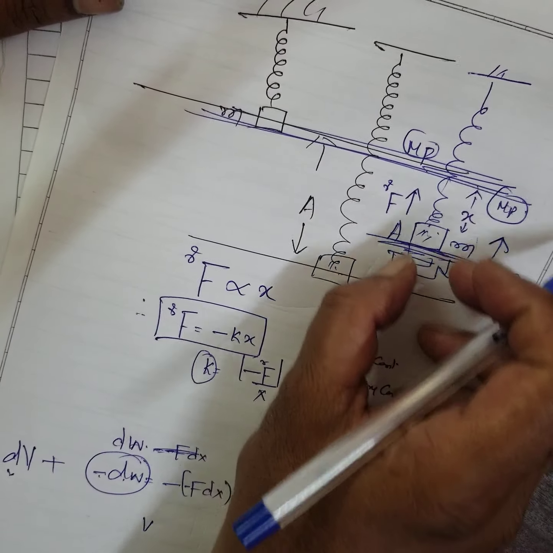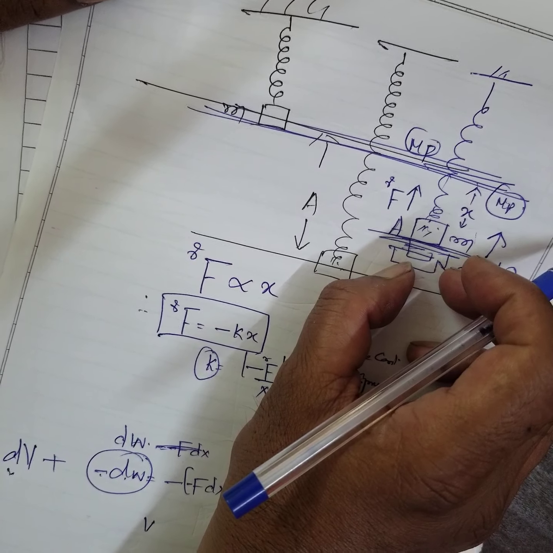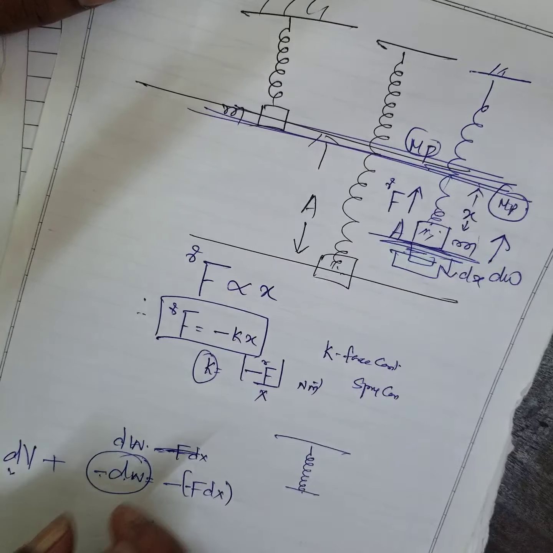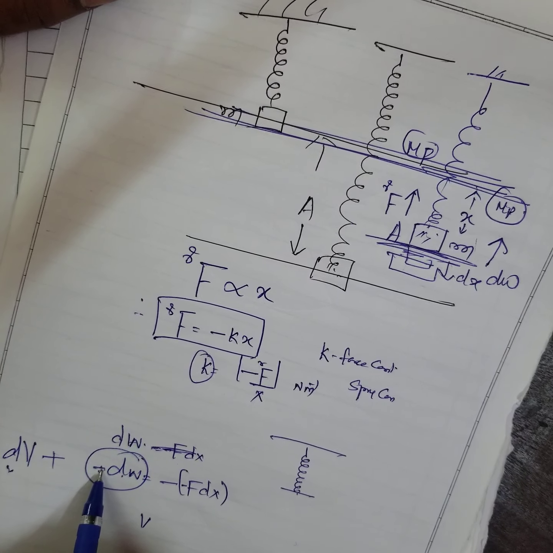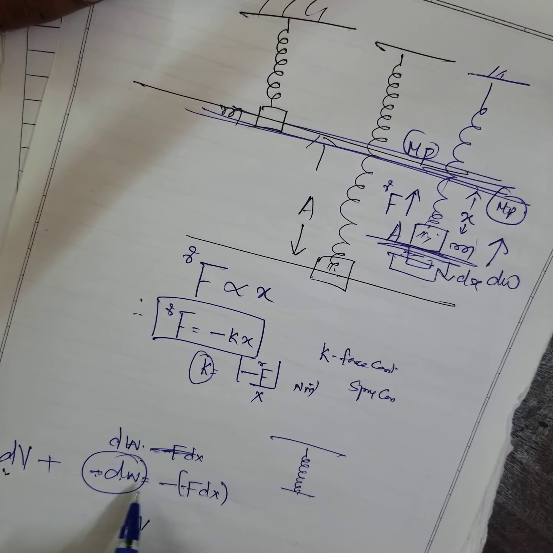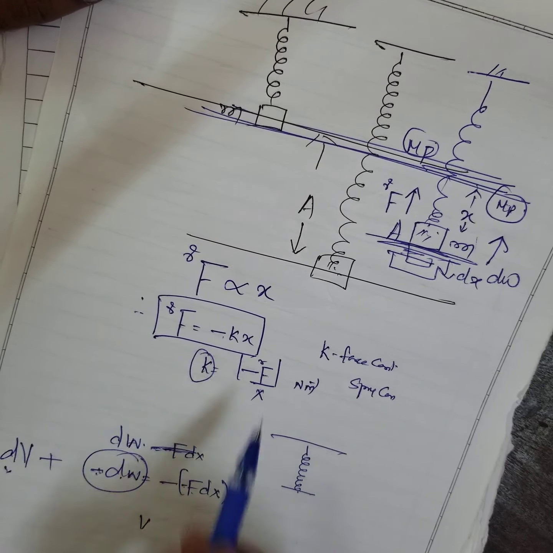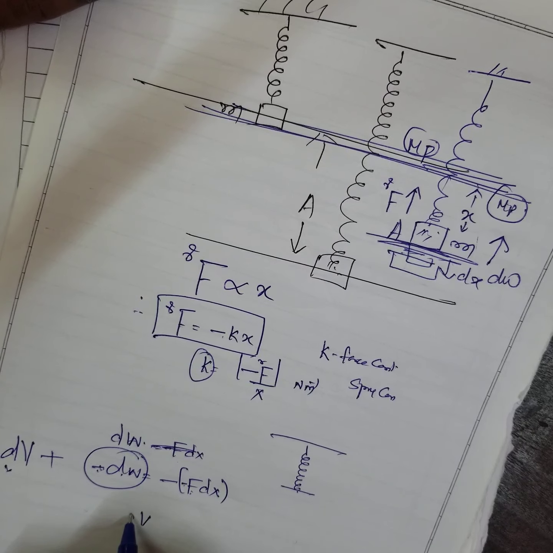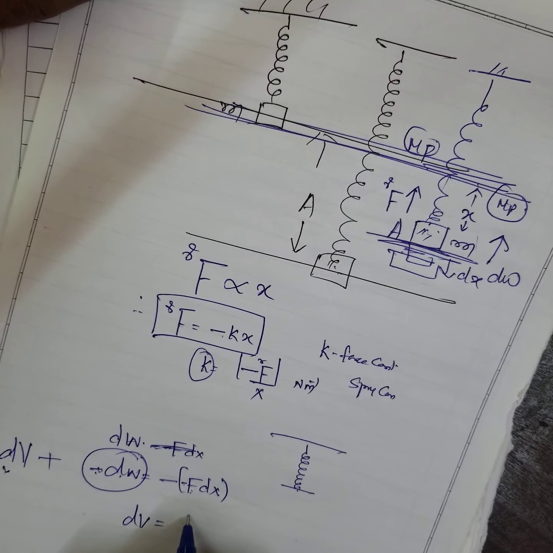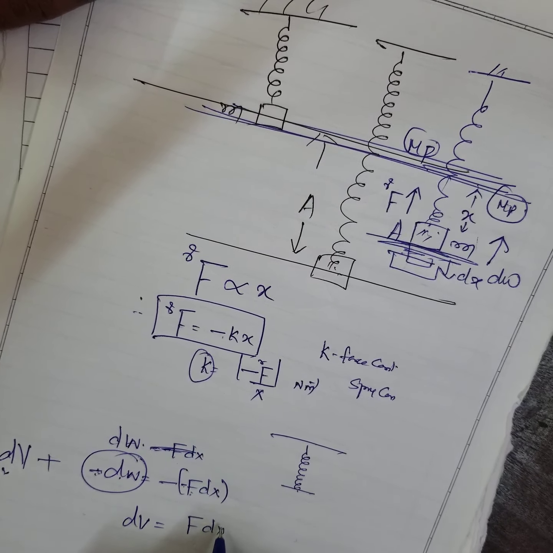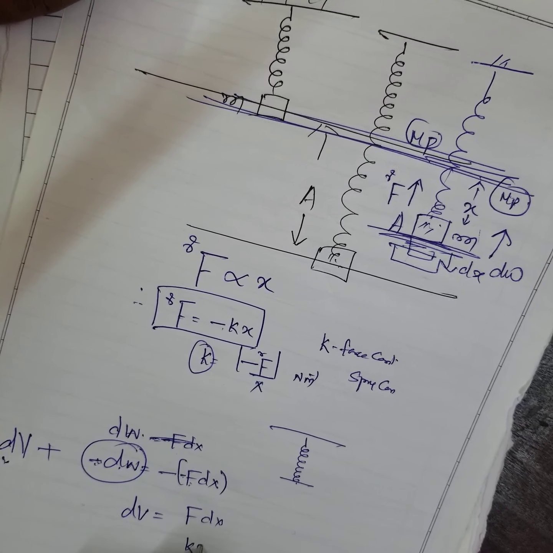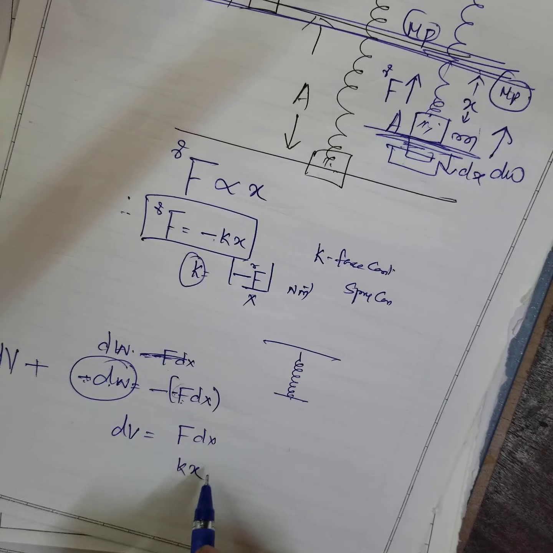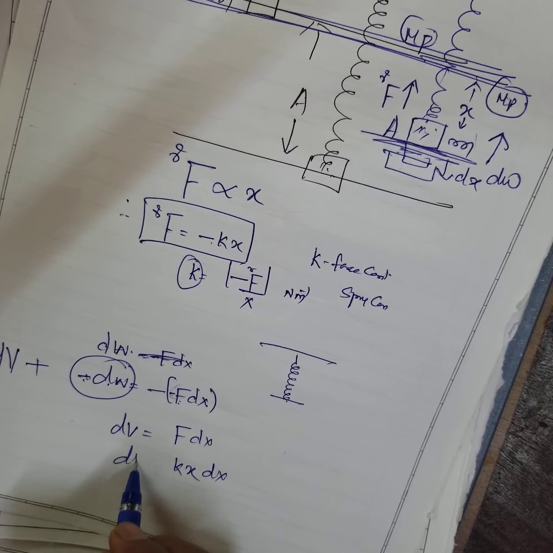If I pull it down, what will happen? Potential energy is increased. If you release it, the potential energy is converted to kinetic energy. Pull it down. Therefore, work done against the force direction. Work done is equal to what? Force into displacement. Force is what? Minus into displacement here. Minus into minus is plus. dV is equal to F dx. F is equal to kx, is it not? Minus is called minus, just kx dx, dV.